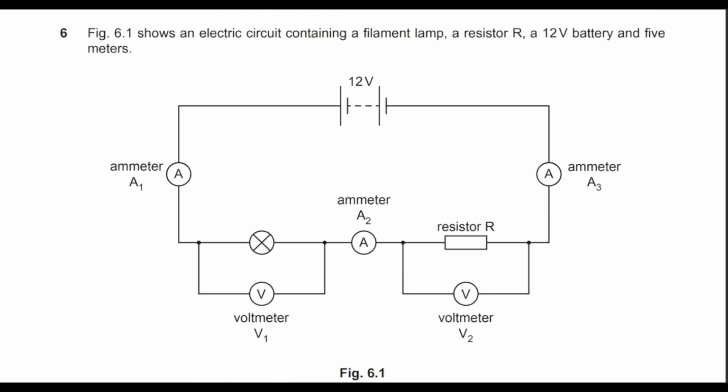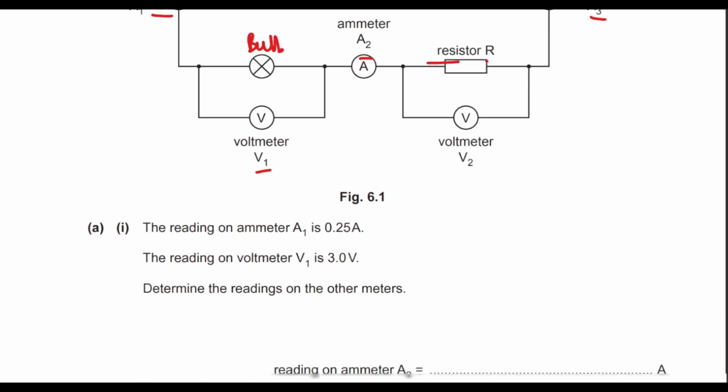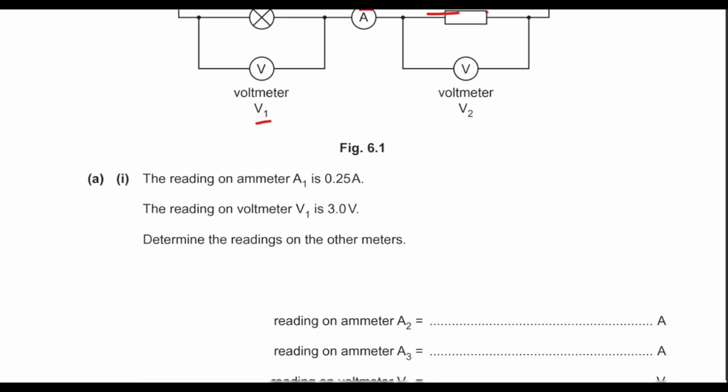Question number 6 is a simple DC circuit. We have a 12 volt battery. We have ammeter 1, ammeter 3, and ammeter 2. Luckily, all of these ammeters will produce the same reading because it's a series circuit. And then we have voltmeter 1 in parallel to the bulb, and voltmeter 2 in parallel to the resistor. The ammeter A1 reads 0.25 amperes. Determine the reading on the other meters.